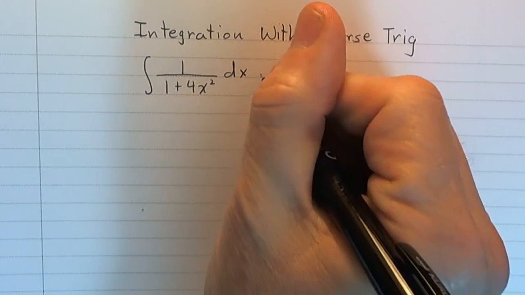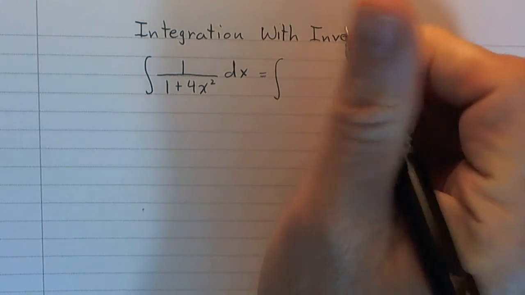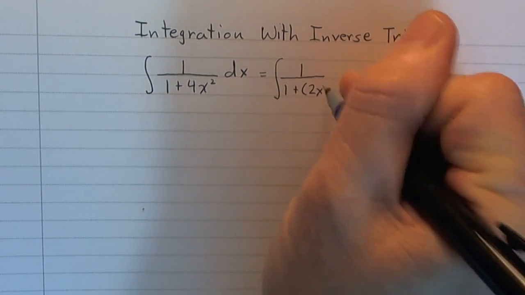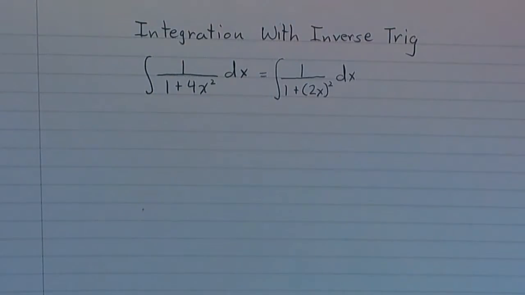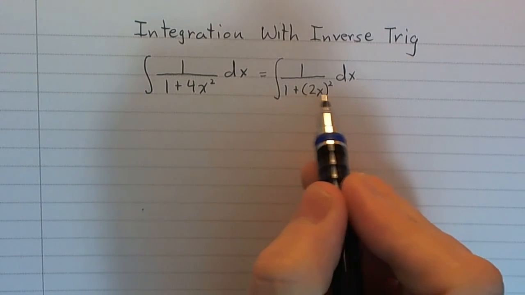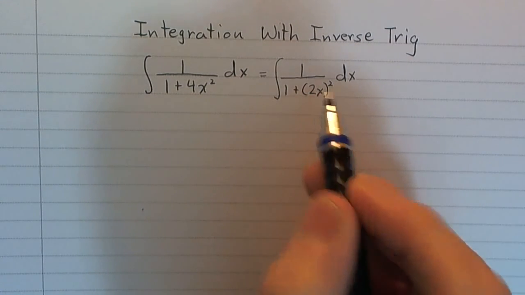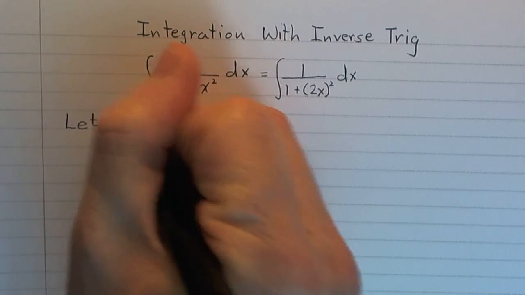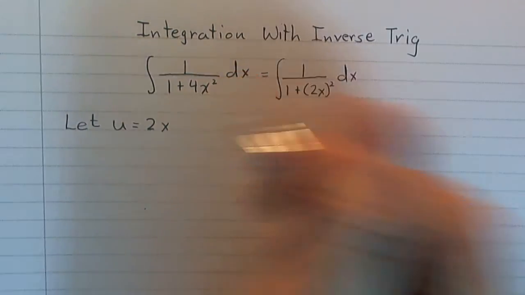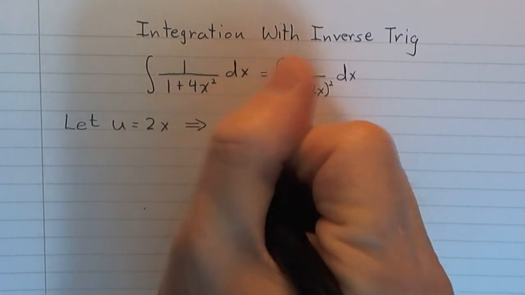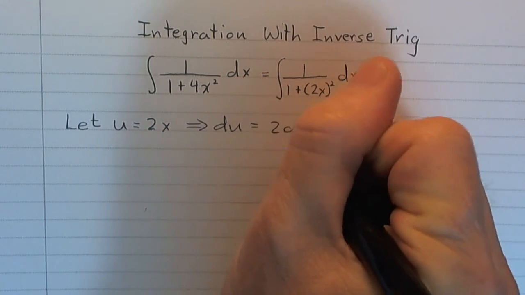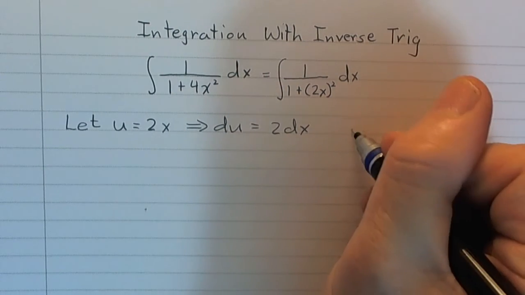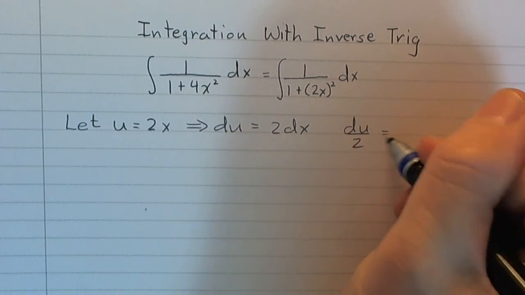But this is not x squared. This is 4x squared. So what we can do immediately is recognize, well, I can change that to 1 plus (2x) squared. That's the same thing, but now it's pretty clear what you've got here: 1 plus something squared. And then if you need to, you can use substitution. I'm going to let u equal 2x, and then du is equal to 2 dx. So, dividing by 2, I get du over 2 equals dx.